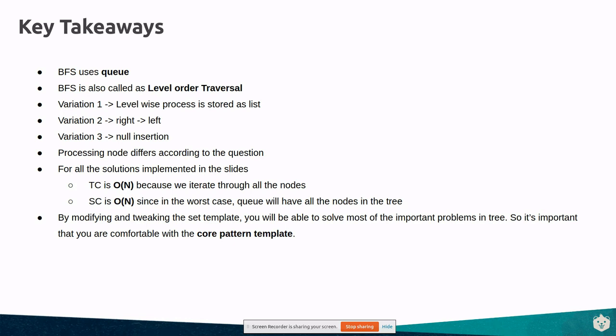And now let's discuss the key takeaways. If somebody says BFS, you should right away know that you're using a queue. BFS is also called level order traversal. There are three variations. For the first three problems, we processed level wise and stored it in a list. The second variation was for the bottom leftmost tree value, where we interchanged the pushing order into the queue to right to left. And the third variation is to use a null insertion.